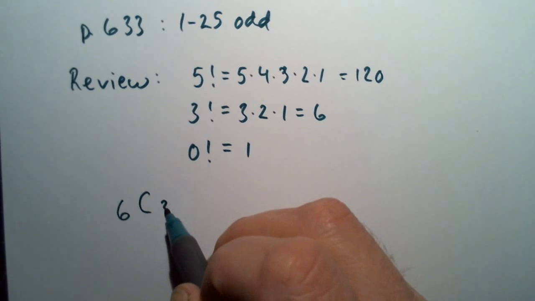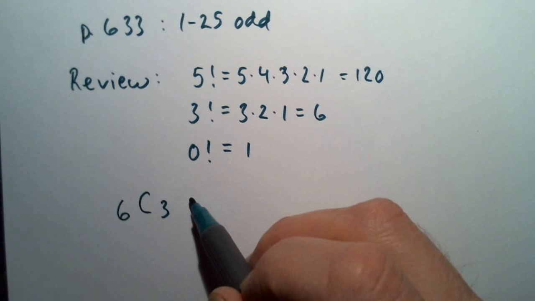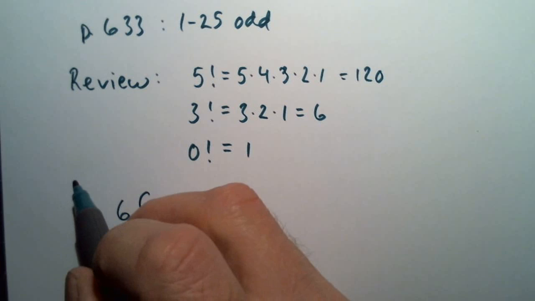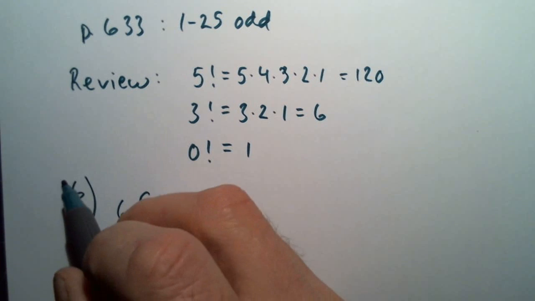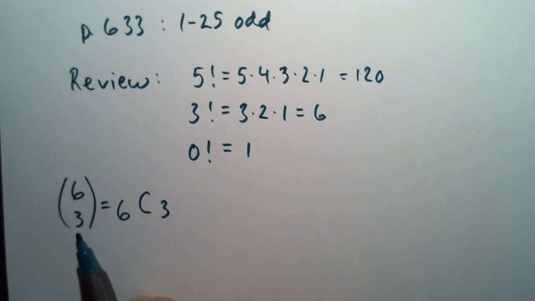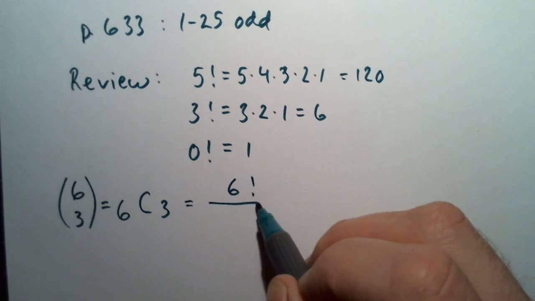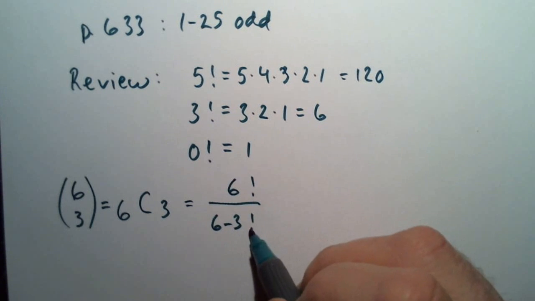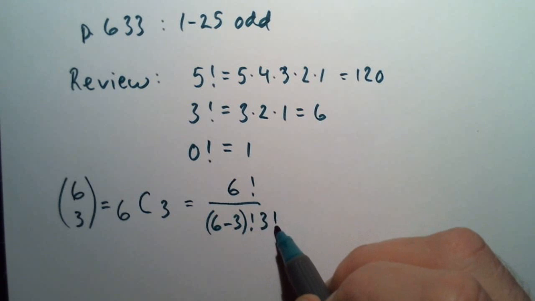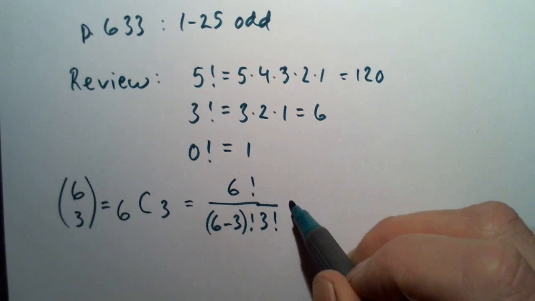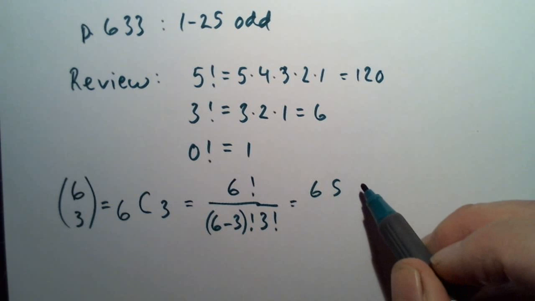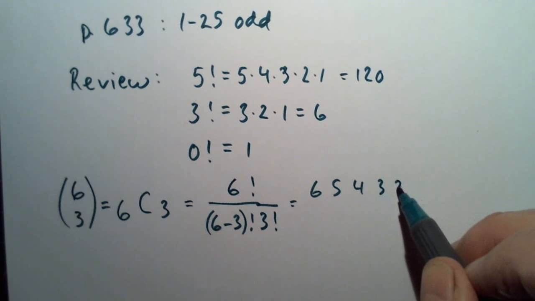6 choose 3. This is also written 6 choose 3. We can write it like that or like this, and it means 6 factorial over (6 minus 3) factorial times 3 factorial. And then we expand everything, 6, 5, 4, 3, 2, 1.